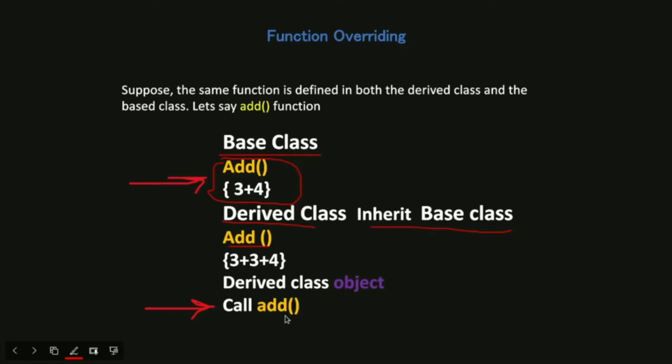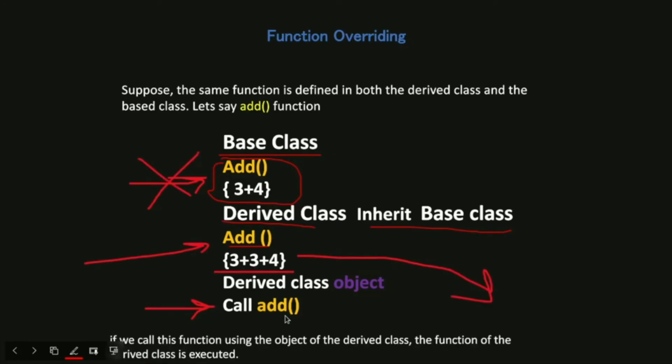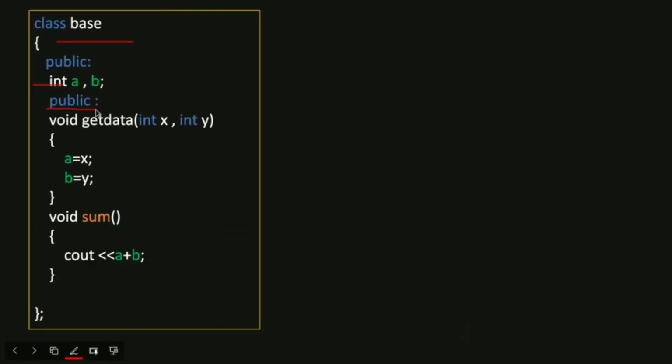So if we call this function using the object of the derived class, then the function of the derived class will be executed, as I have just now cleared about it. Okay, now let's see the program.